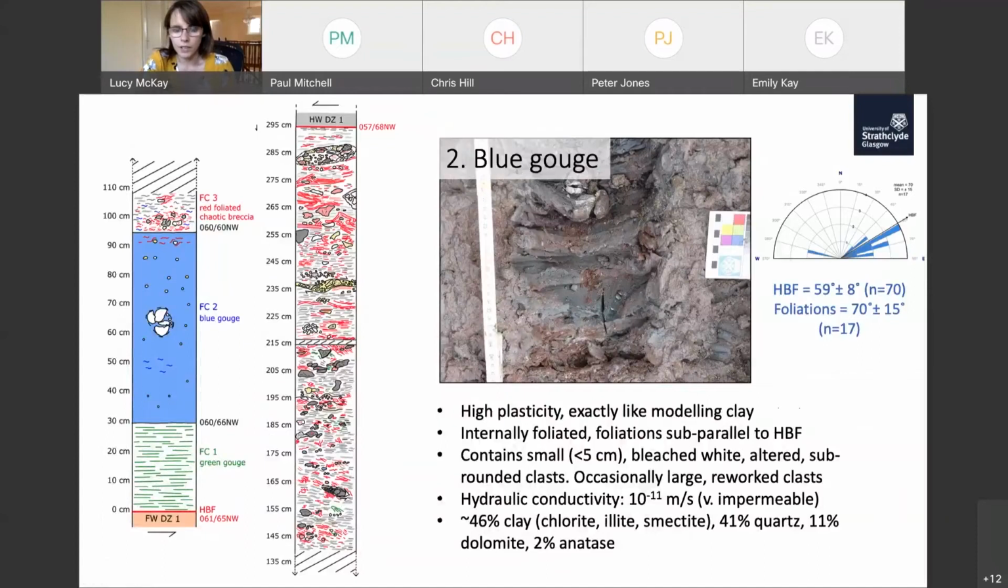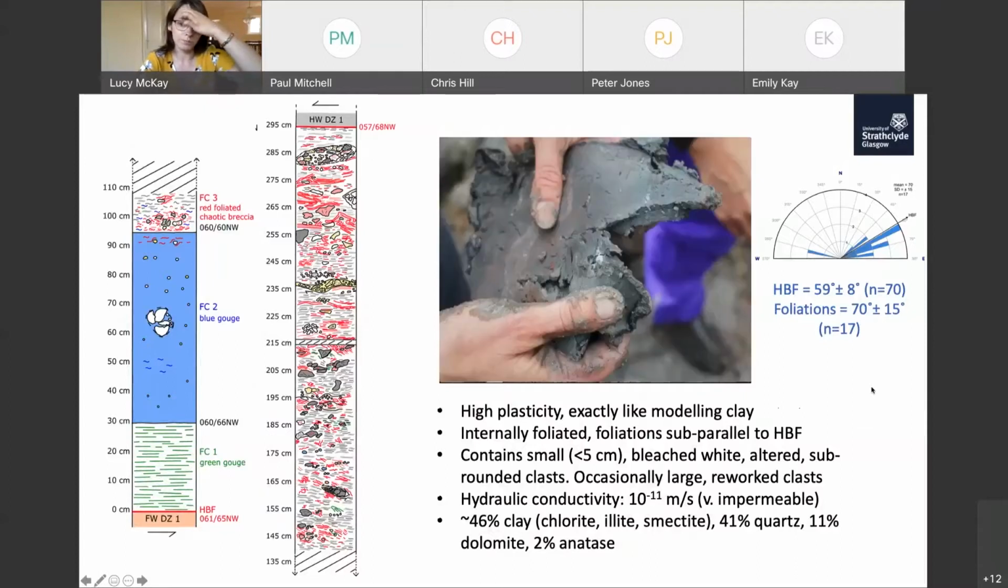So next you have this blue gouge, which is of high plasticity, and it's exactly like modelling clay. So a member of our team actually managed to model a fish in the field out of this clay. It is internally foliated, with the foliations being subparallel to the Highland Boundary Fault, and you've got small, less than 5 centimetres bleached white clasts, and occasionally you can get slightly larger ones.